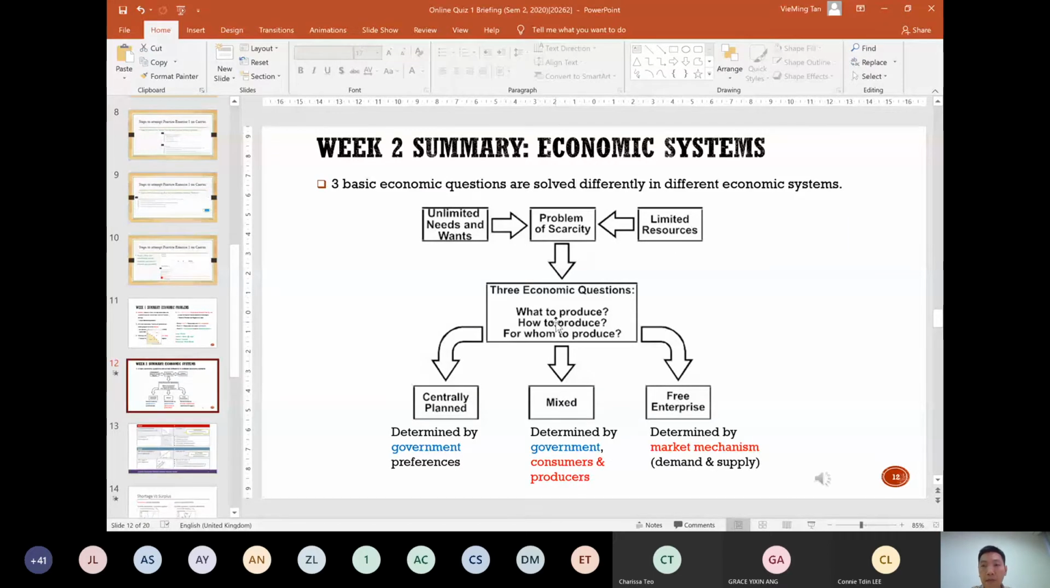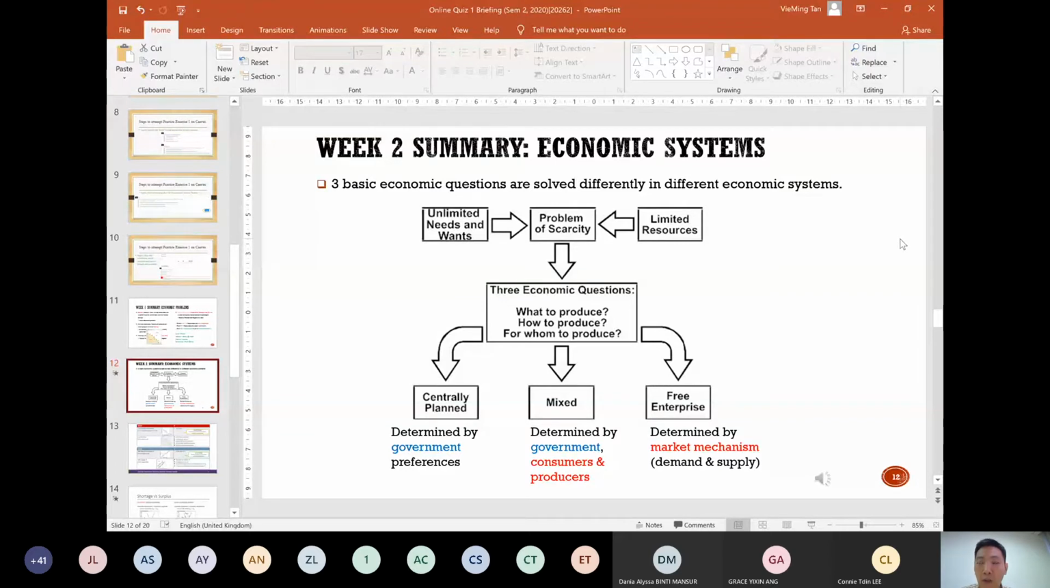Anybody? We have studied 3 types of economic systems. Can you recall? Command, market, and mixed economy. Correct. Command, market, and mixed economy. But be careful, because for each economic system we may have different names. So you have to be familiar with the terms used.